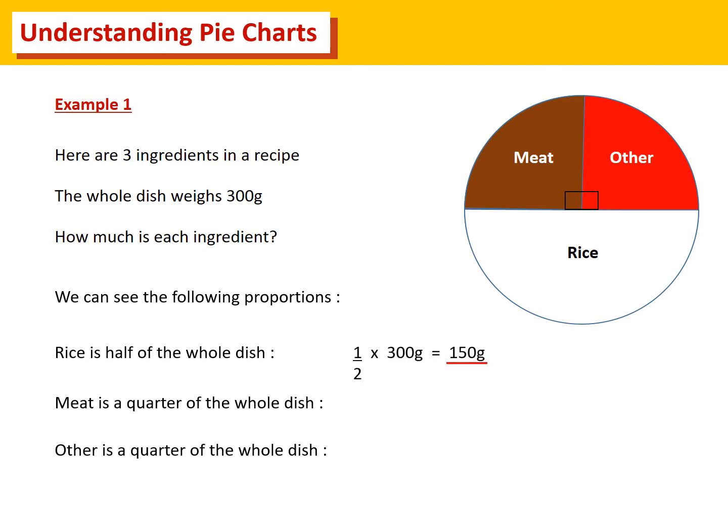Therefore, if the whole dish weighs 300 grams, then rice is a half of that, that would be 150 grams. Meat would be a quarter of that, which is 75 grams. And other ingredients, again, would be a quarter of the dish, and that would be 75 grams. And if we check by adding our 3 ingredients together, 150 plus 75 plus 75, that does give us 300 grams, which was our original weight of the dish.